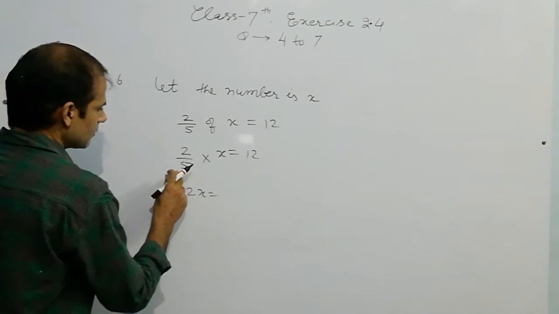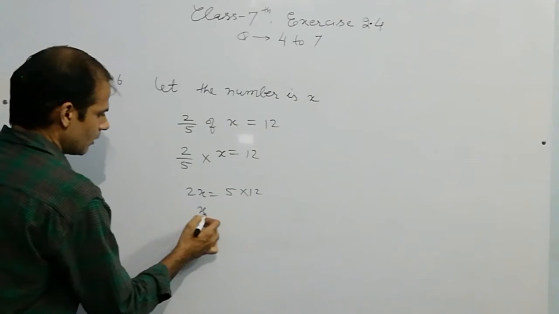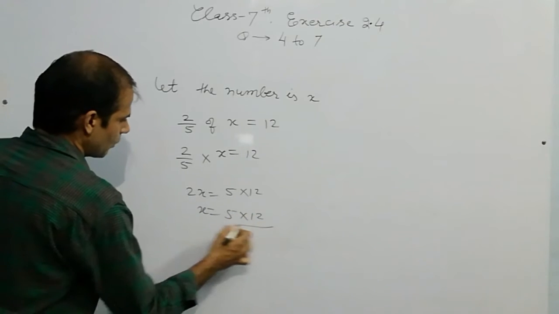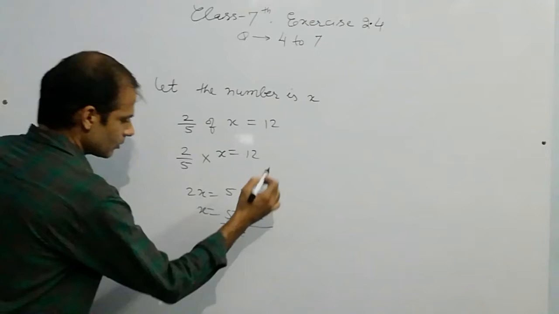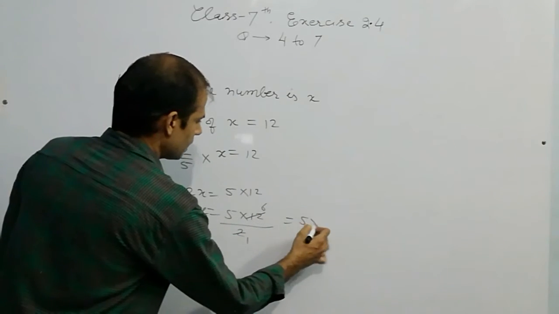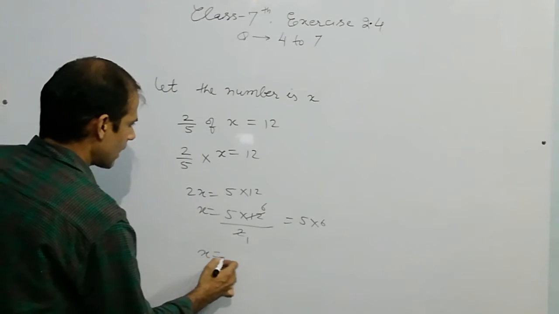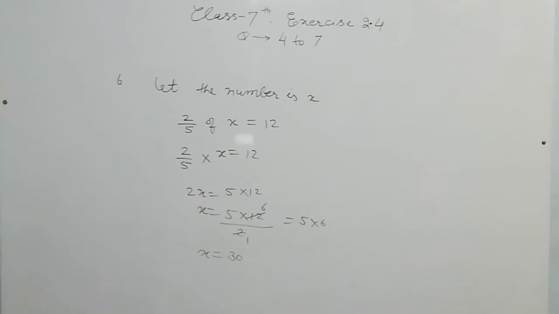2x equals, we will use cross multiplication, 5 into 12. x equals 5 into 12 upon 2. Okay, 12 and 2 can be cancelled with 2 and it is 5 into 6. Finally x is 30. Okay, so this is the answer. x is 30. Question number 6. Students, note it down.